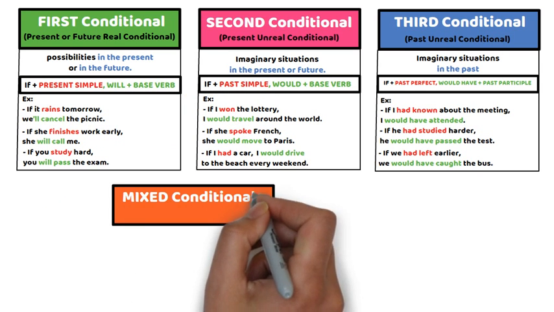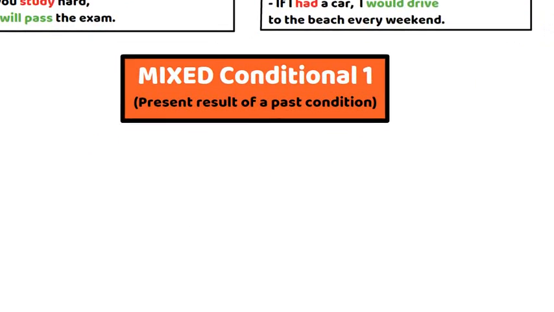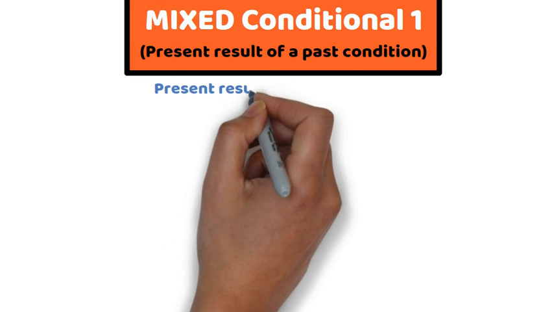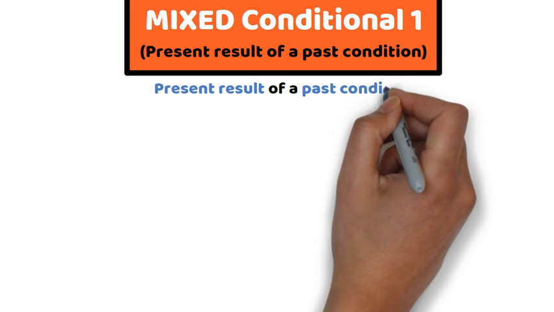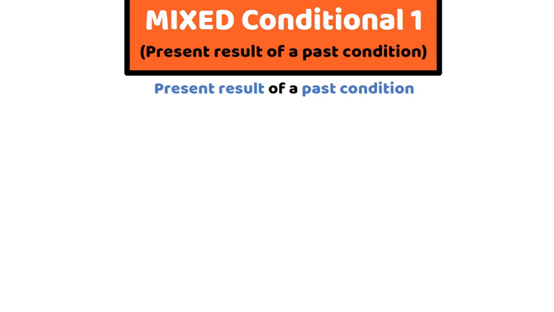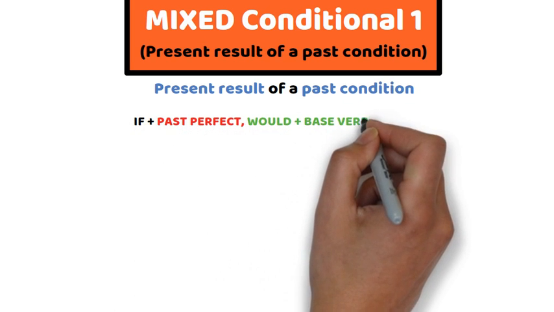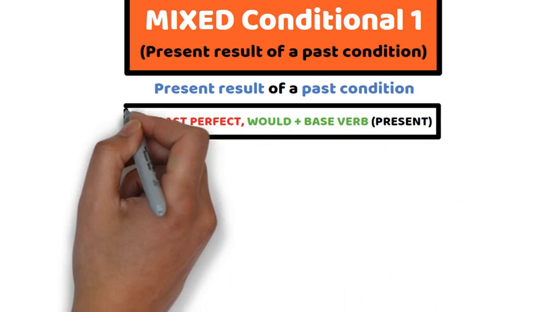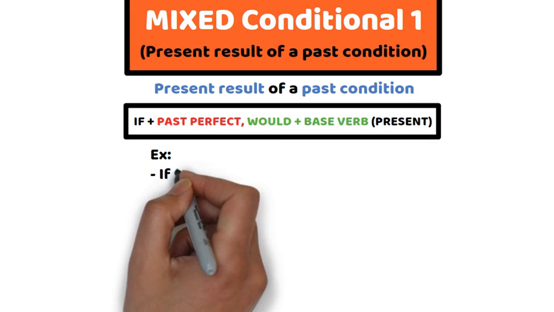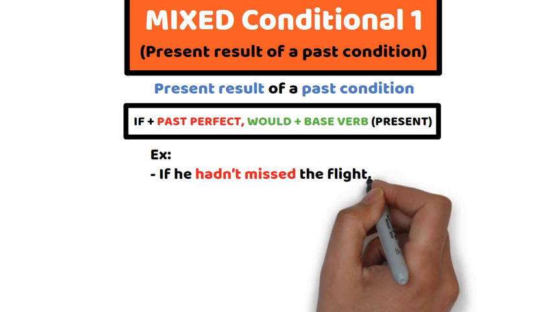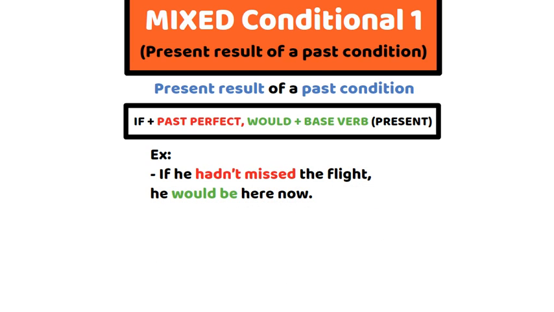Mixed conditional one, or present result of a past condition. We use the mixed conditional one for present result of a past condition. Form: if plus past perfect, would plus base verb, present. For example, if he hadn't missed the flight, he would be here now.